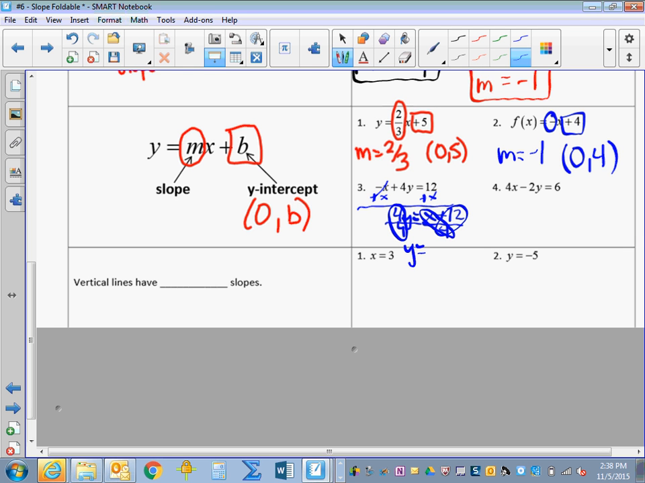1x divided by 4. Yeah, it just stays as a fraction, right? We can't reduce it anymore, so it's still just 1/4x. If you put 1 divided by 4 in your calculator, you'll find it says just 1/4. All right, what about 12 divided by 4? 3. Good. Okay, so here's my new equation.